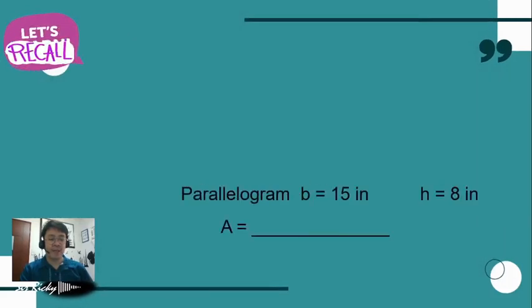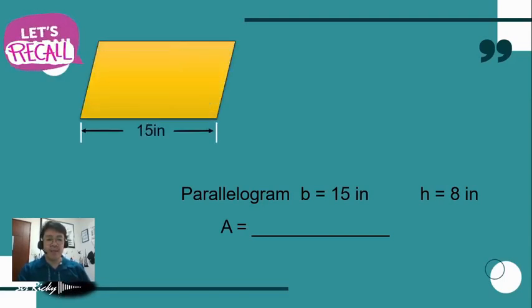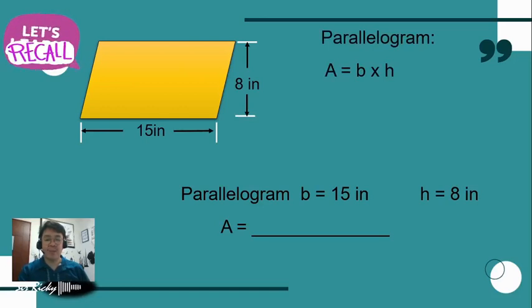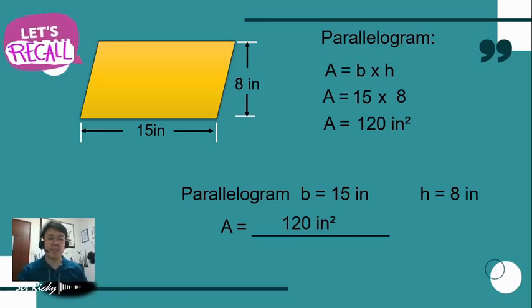How about parallelogram? To solve for the area of a parallelogram, wherein base is equal to 15 inches and height is equal to 8 inches, we can just follow this formula. A is equal to base times height, wherein base is equal to 15 inches and height is equal to 8 inches. So if we multiply 15 times 8, we get 120 square inches. So the answer is 120 square inches.